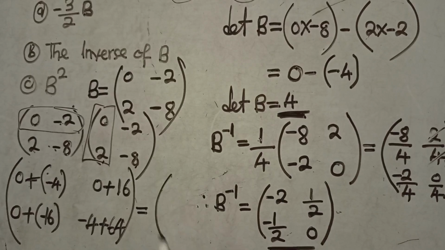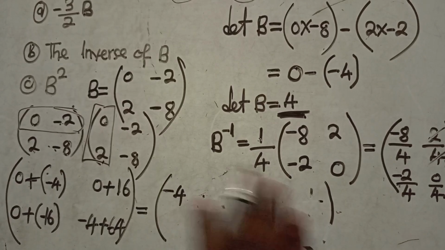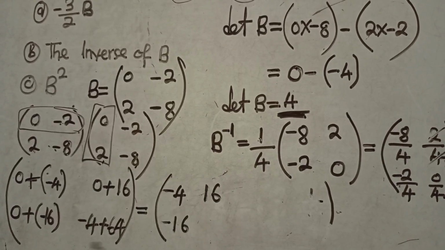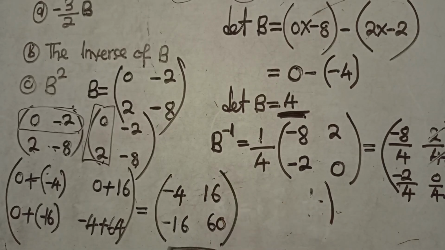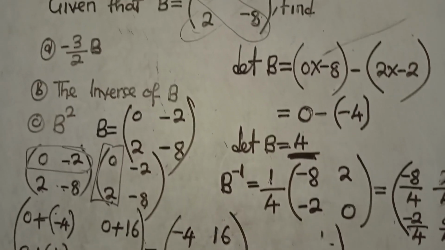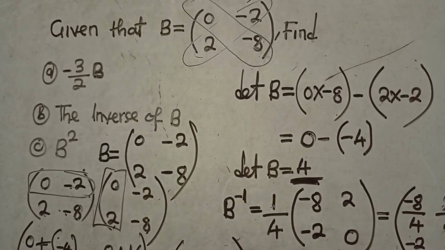So meaning that the answer is therefore equal to, here you are going to get negative 4. That is the answer we get. Here we get 16. Here we get negative 16. Here we get 60. So this is the answer. This is how you are supposed to answer those questions. So this is how you go about them, and these are procedures you need to put into consideration. So let's know how to answer questions just like this.